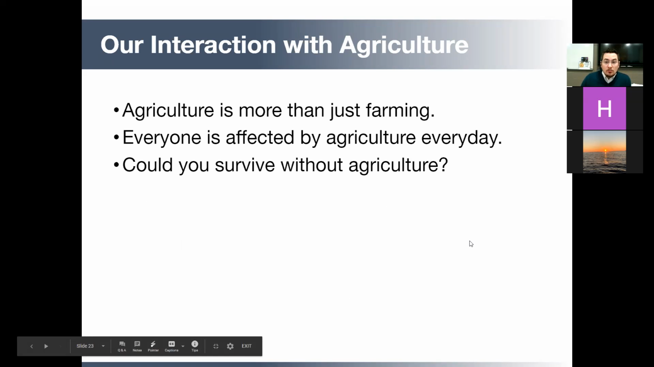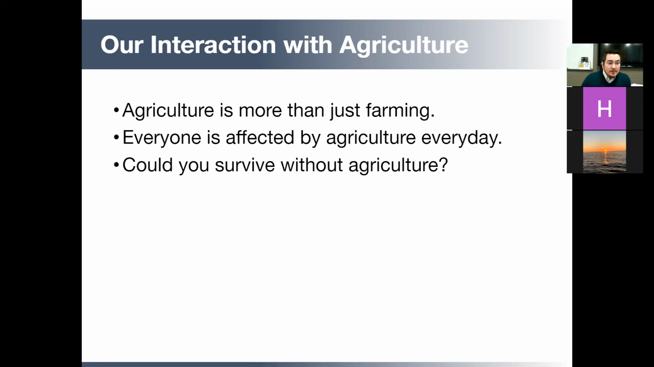So it's clearly more than just the row crop farms that you drive past on your way to school every day. And obviously we're all affected by agriculture, and we need our farmers out there and our people in the ag industry that are making those products so that we can survive.